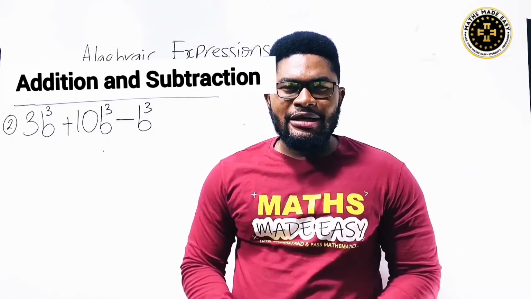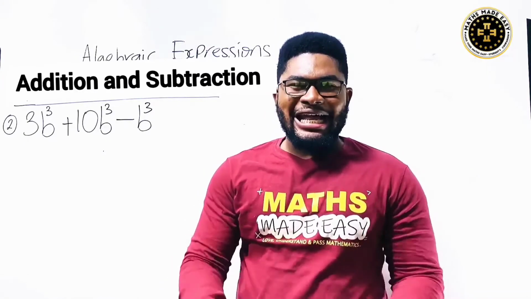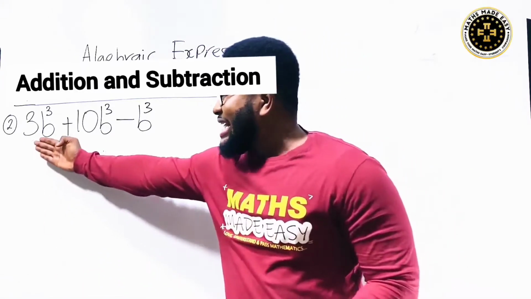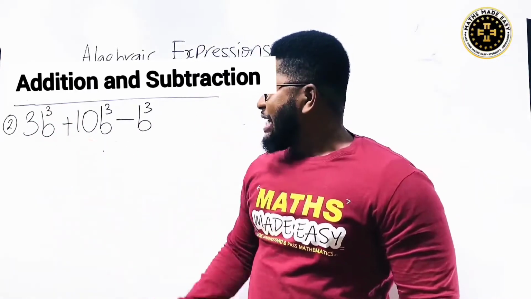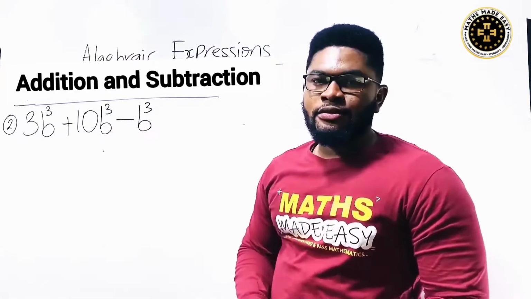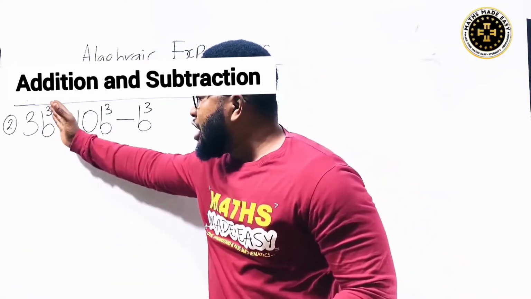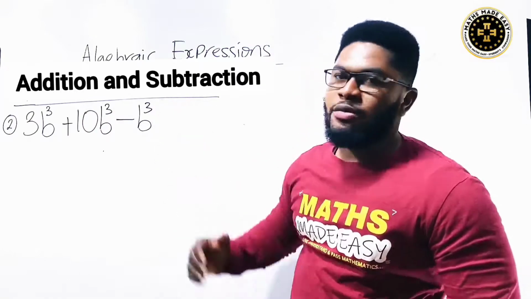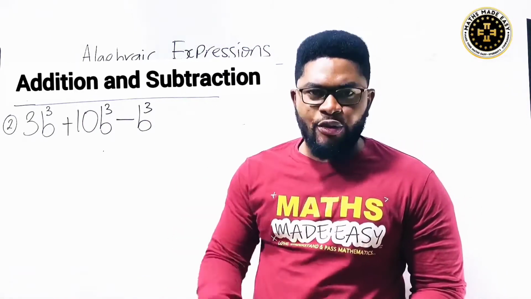Now let's simplify this by analyzing the terms. The first term is 3b cubed. The second term is 10b cubed. And then the last term is b cubed. If you study, they are all b cubed, b cubed, b cubed. That is to say, b raised to the power 3.